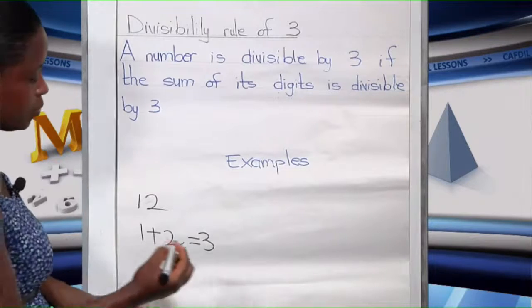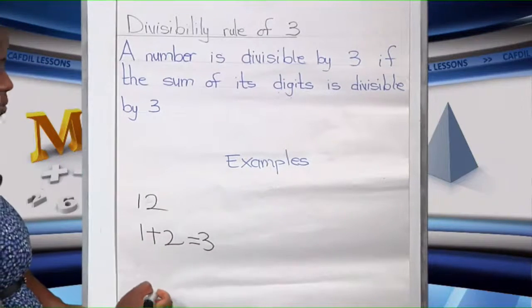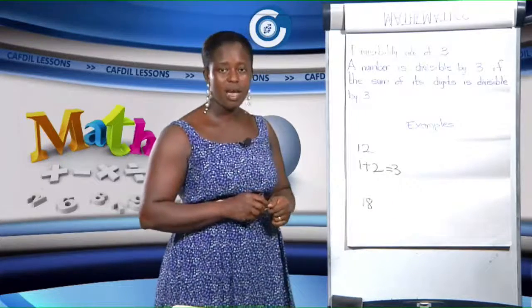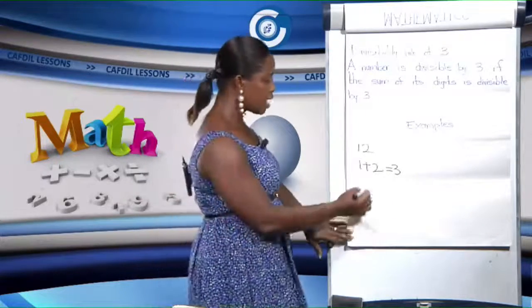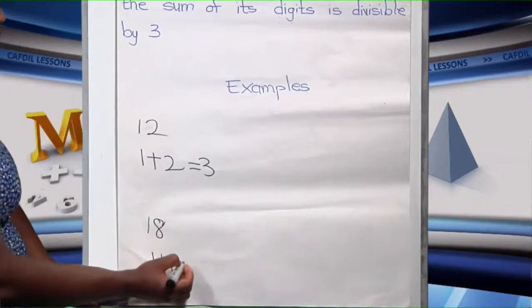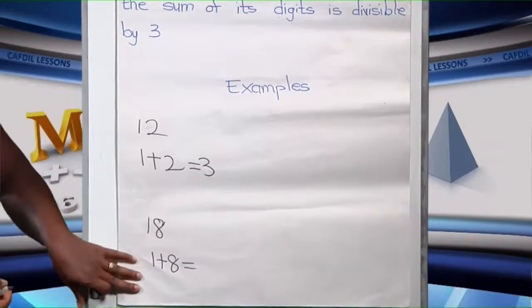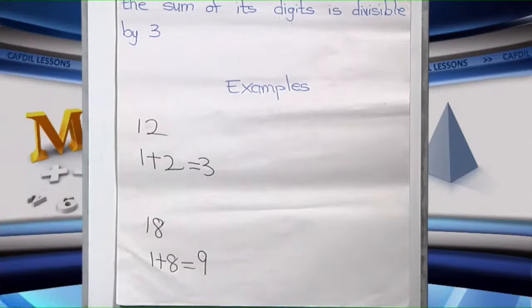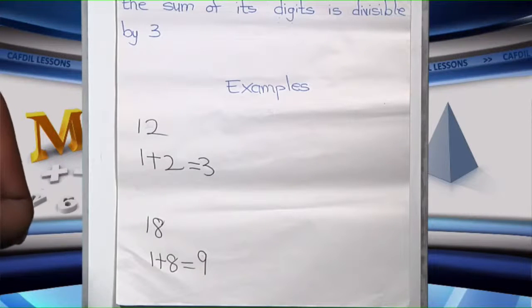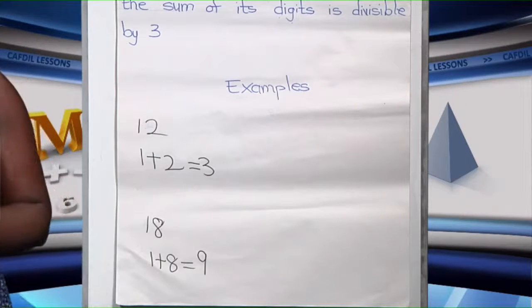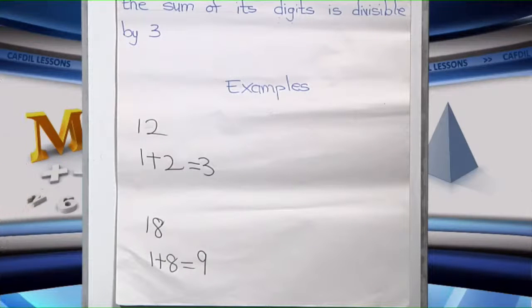Another example, we have 18. Is 18 divisible by 3? Let's check and see. Let's add the digits. It is 1 plus 8. What is 1 plus 8? 1 plus 8 is 9. And is 9 a multiple of 3? Yes, 9 is a multiple of 3, or 9 is divisible by 3. Therefore, the number 18 is divisible by 3.